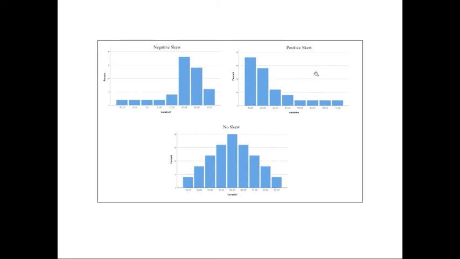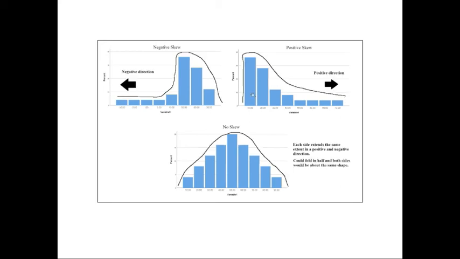This is an example of a bar graph with a positive skew, as the right side of the graph extends much further than the left side of the graph. Here's a general outline on top. As you can see, the right side is extending much further than the left. It is extending into a positive direction, hence a positive skew.